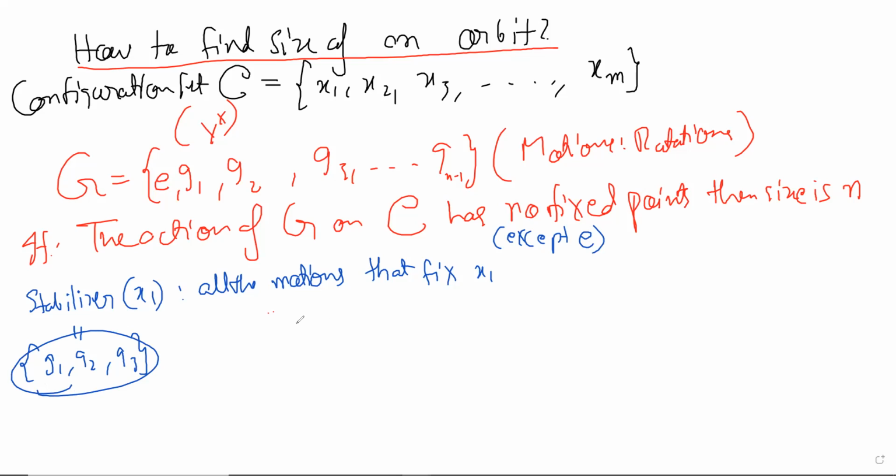You get my point, right? So x1 is hit by the g1 motion, nothing is happening, it goes back to x1. You hit it with g2, nothing is happening. Hit with g3, nothing is happening. So these are the problematic elements. These are going to reduce our orbit size. Okay. Now here is a claim which I'll make first.